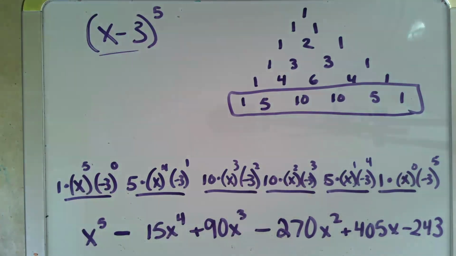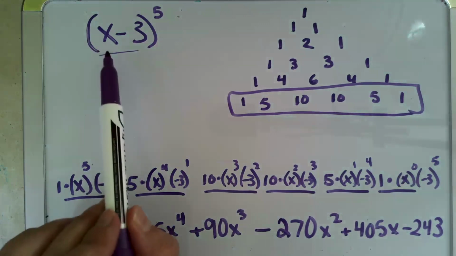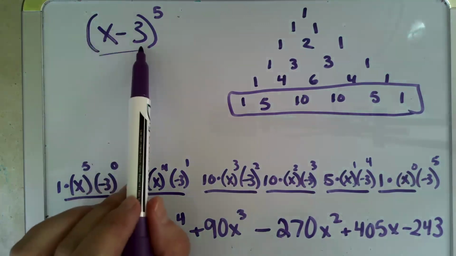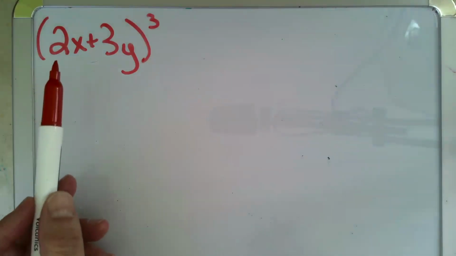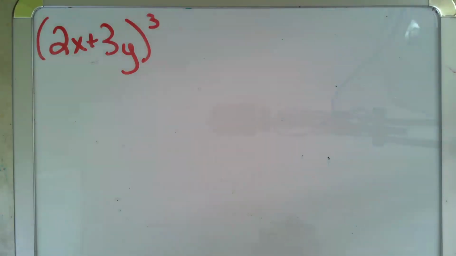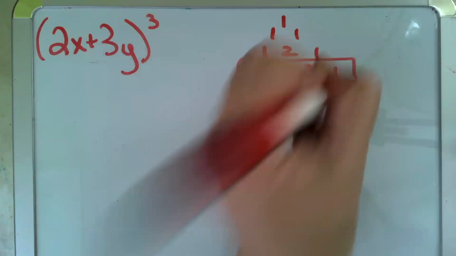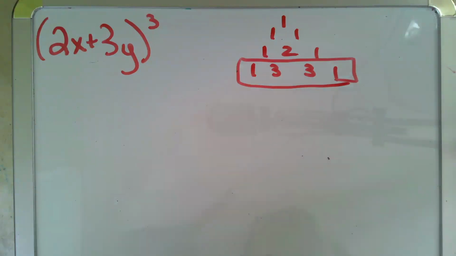All right, now let's do it again, where instead of having an x with no coefficient and then a number, we actually have a coefficient x and a coefficient y. So let's work with 2x plus 3y to the third. Okay, jam out your Pascal's triangle. Pause here if you want to see if you can get it right. We all agree this is the third row.